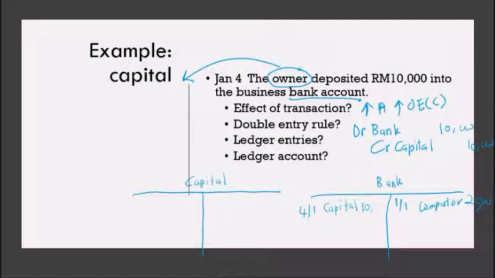Okay. So what is the capital account? So capital is on the credit side. So when it's on the credit side, you put it on the credit 4 Jan. Okay, what is the name? Bank. Okay. So the owner put the capital in the bank amounting to 10,000. Simple, right? Okay, so next.